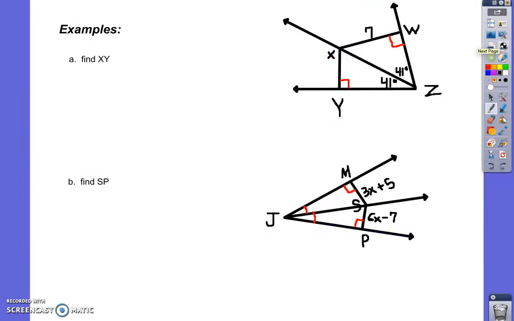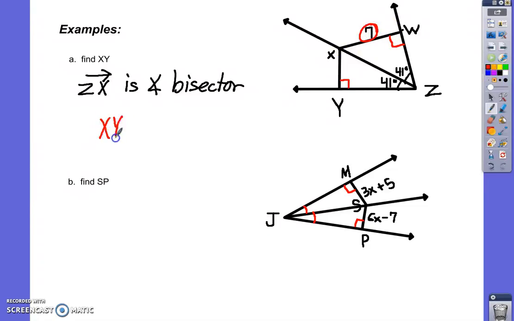In this case up here, notice we've got these two angles that are congruent. That means that ray ZX must be an angle bisector. How do we know that? Because it cuts this angle into two congruent parts. So if it's on that angle bisector, then the distance from any point on this line to each side has to be the same. So if this is 7, then XY has to be 7. XY has to equal 7.